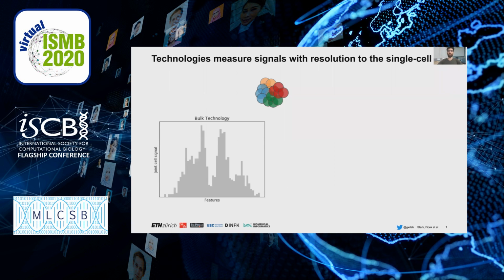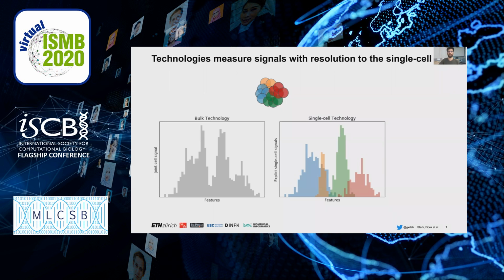If this sample would be profiled using traditional bulk methods, then a single measurement would be taken as a joint signal across all cells. But this sample is composed of cells across a distribution of states, which this measurement cannot capture explicitly. Single-cell technologies, however, profile cells individually and thus can explicitly capture such signals. In this cartoon, the single-cell technology reveals that each cell type carries its own signature in feature space. These signatures are represented using the colored histograms.